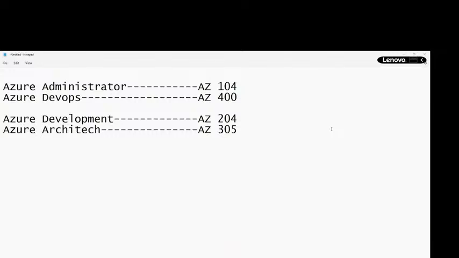Azure administration is like server administration. We will cover storage, infrastructure maintenance, creating VMs, deploying the application, monitoring, troubleshooting, everything, guys. Only Azure.